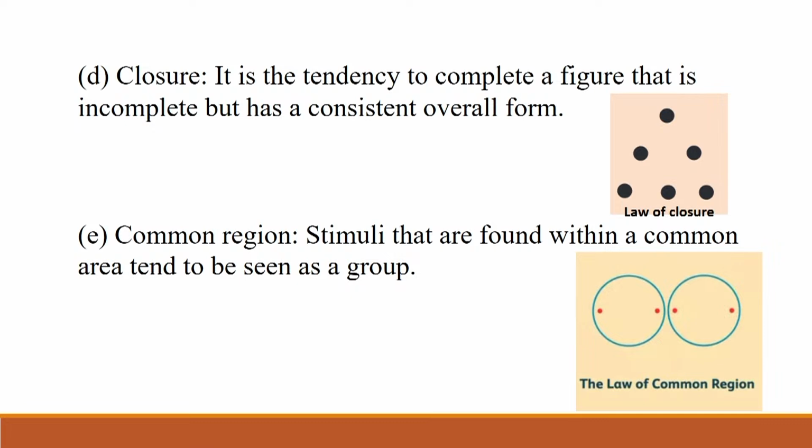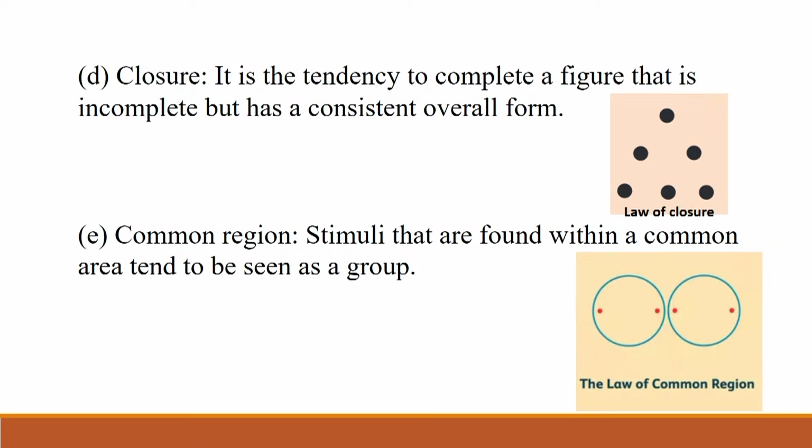Basically closure refers to the tendency to complete a figure that is incomplete but has a consistent overall form. You might see that this triangle is not a complete triangle, but you are perceiving it to be a triangle. This is a law which our perception follows, that it will fill in the gaps, or complete an incomplete figure in order to give you a holistic picture.